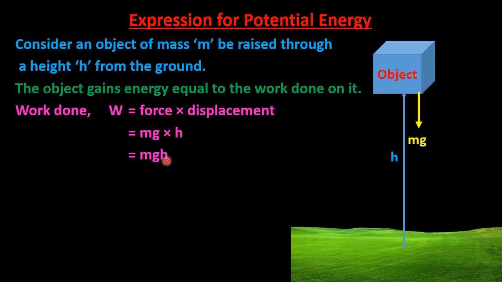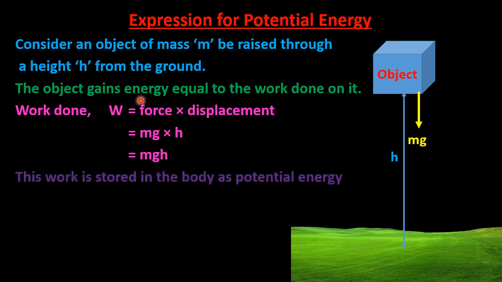As I have already told you, this work done will be stored as potential energy in the object. So we can write that this work done is stored in the body as potential energy, and the potential energy, represented by EP, equals mgh. So this is the expression for the potential energy.